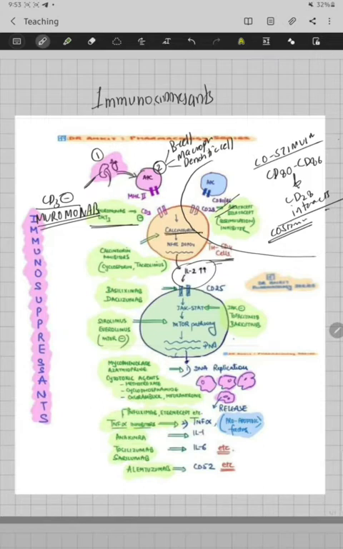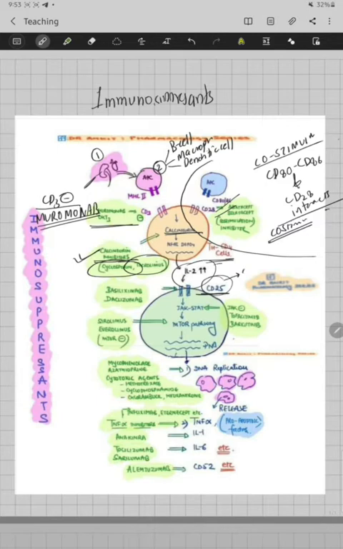Now we have this calcineurin. There are drugs which can inhibit calcineurin formation, known as calcineurin inhibitors, which are two major classes of drugs like cyclosporin and tacrolimus. Now this interleukin 2 acts on this receptor known as CD25.